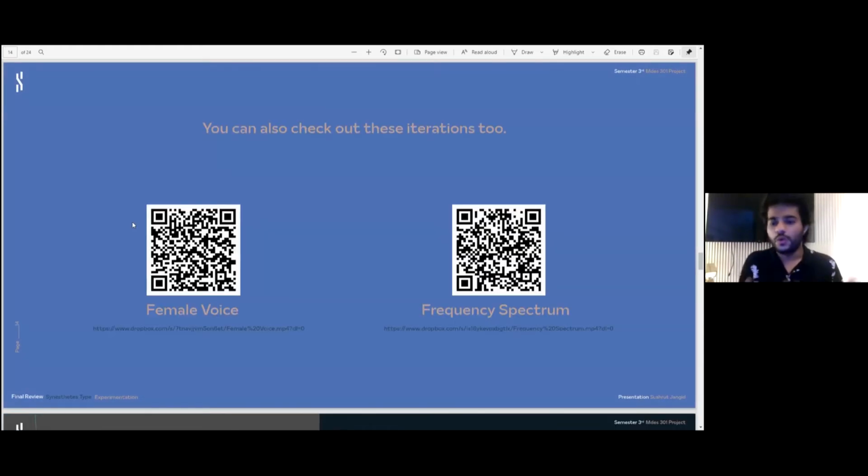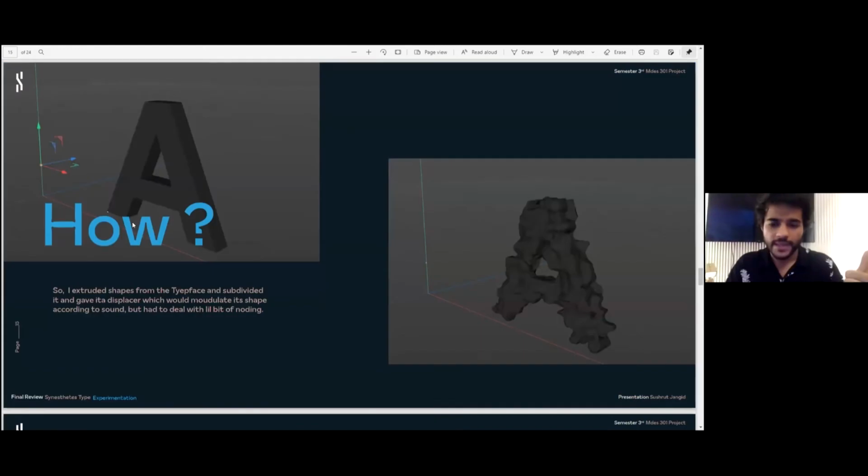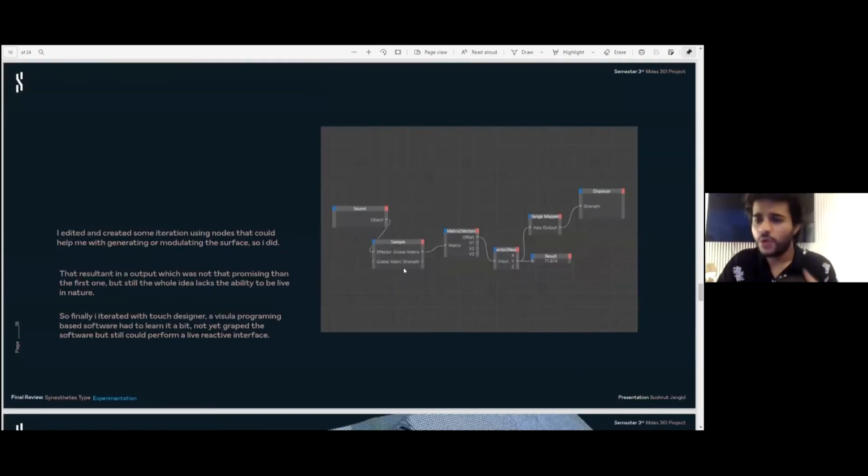You can also scan or take a screenshot right now and look at the different explorations as well. The second method I worked out was literally manipulating the surface of the typography. Let's take the surface as a cloth, and now if I play the sound, the cloth would react to it. The same idea worked here. I took a sound as a value, as a frequency, converted it to real numbers and associated it with the surface of the 3D.